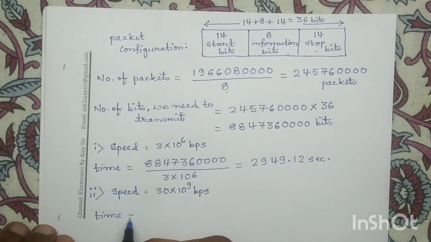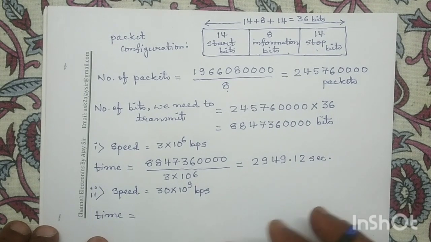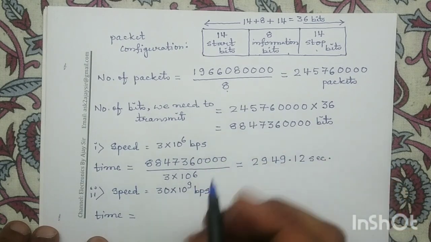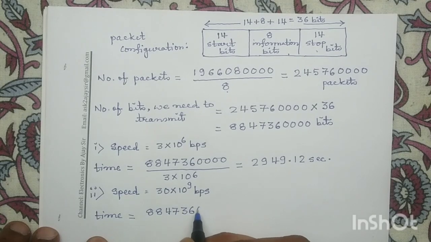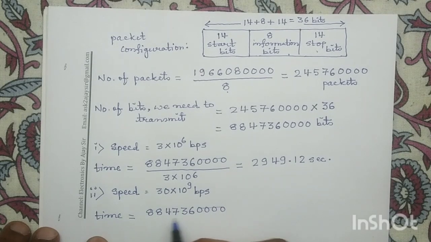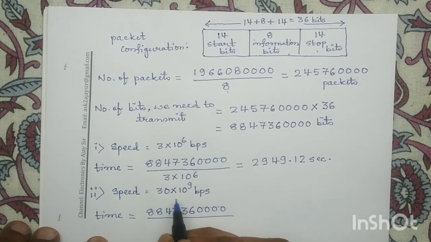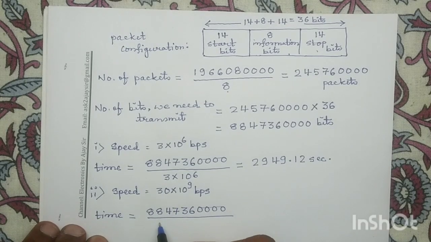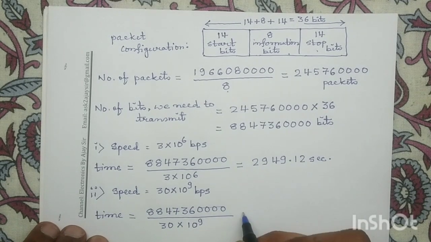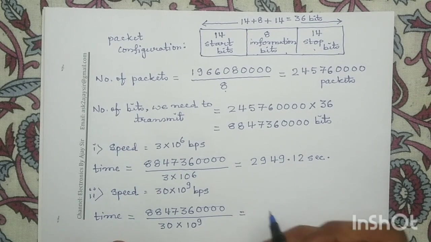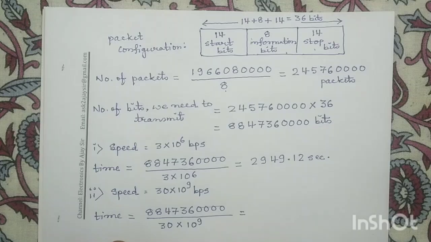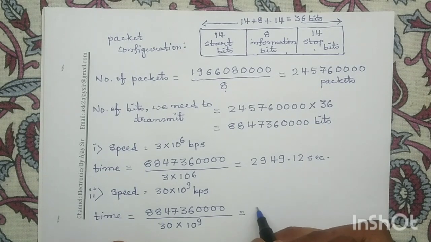So again, transmission time is equal to the total number of bits that we have to transmit, 8847360000, divided by the speed, and in this case my speed is 30 into 10 to the power 9 bits per second. If you simplify this, we will get the transmission time as 0.2949 seconds.